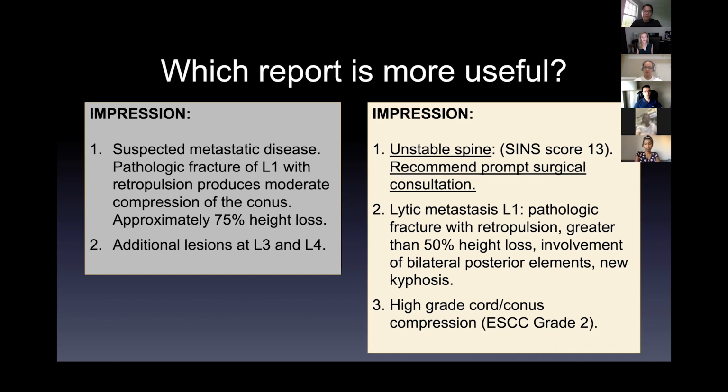So I wouldn't necessarily say, because SINS is more than 12, it has to have surgery. I mean, I think that is a consideration. I don't know if that helps clarify it a little bit.